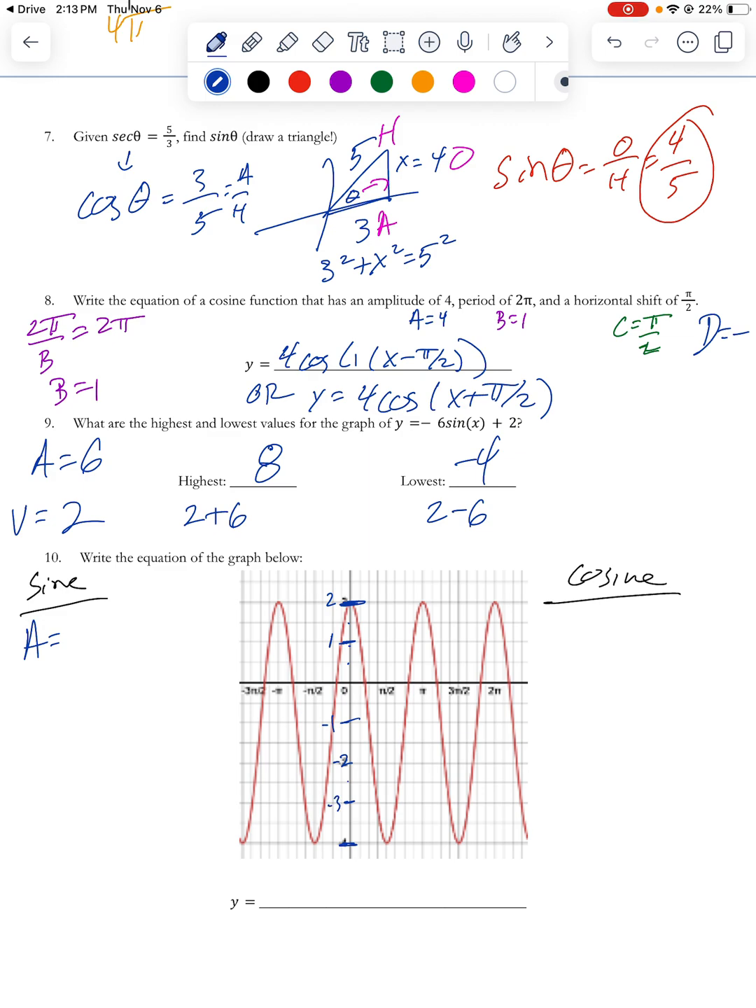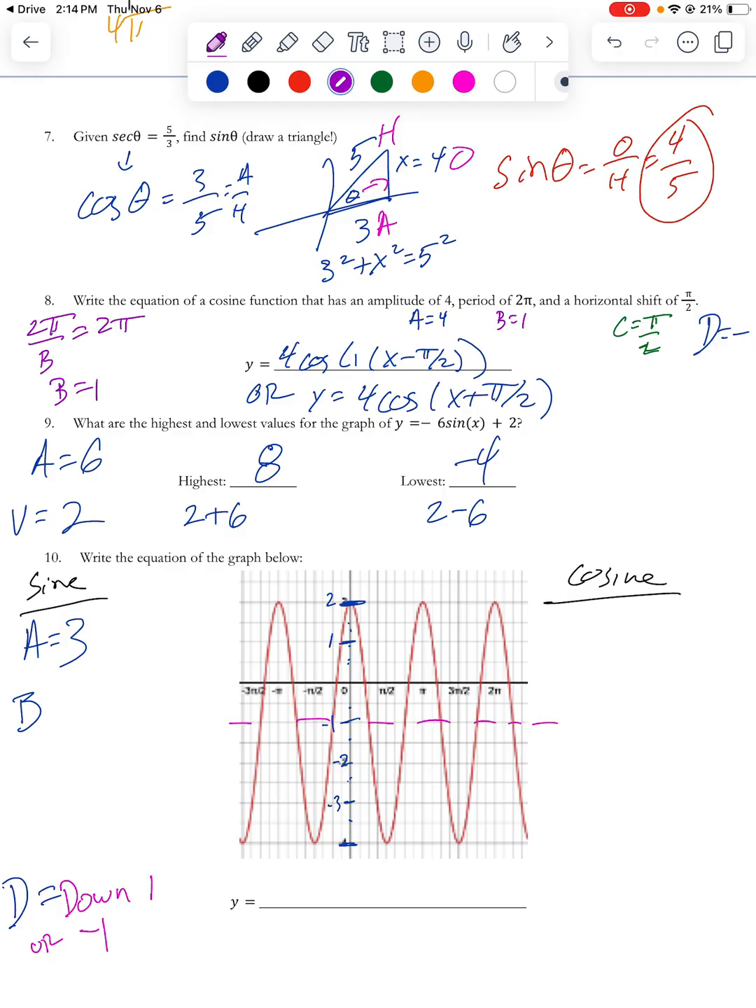All right, well, what's our A value? Well, there's 6 units in between here. 1, 2, 3, 4, 5, 6. Okay, so 6 divided by 2 gives me an amplitude of 3. That doesn't tell me my B, but does tell me my D value. My D value means my baseline, the middle, is at -1 because there are 3 units above and 3 units below, so it's down 1 or -1.